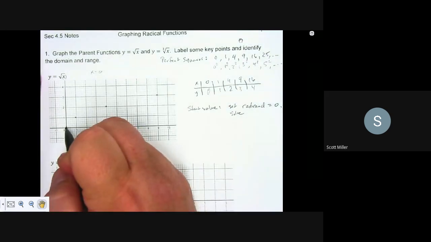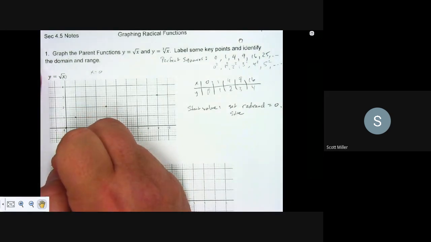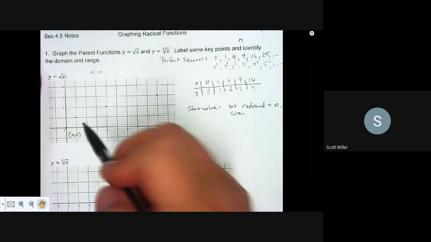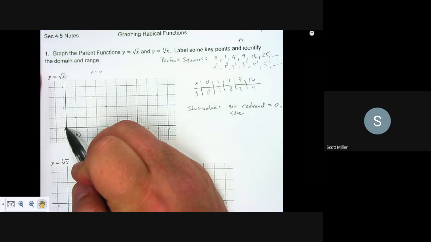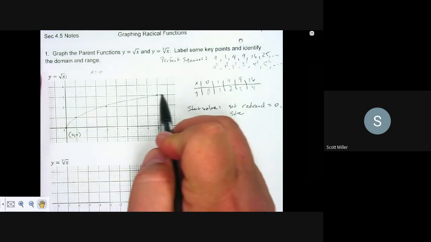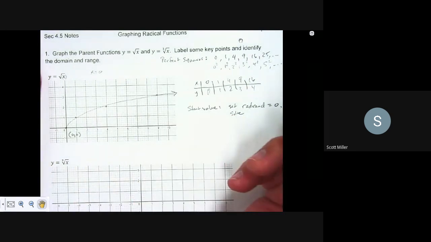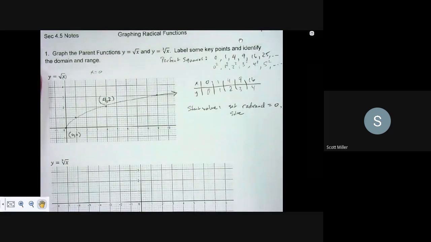We have a start value, so you want to make sure you always label the start value. And we draw this curve. It's like the top half of a parabola kind of thing. Just like that. You label one point here and another point somewhere along the line. It doesn't matter where. And that graph would be complete.